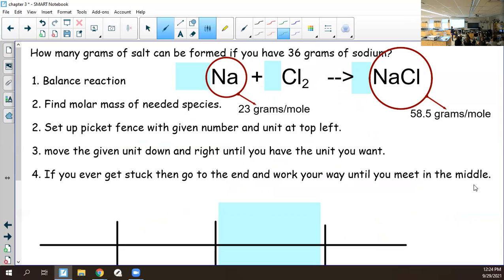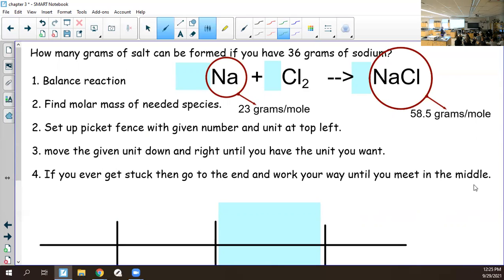Okay, so here we go. You will be given a problem with a reaction. You're going to have to write it out and balance it if it's not already written out and balanced for you. And it says how many grams of salt can be formed if you have 36 grams of sodium. If it ever says a sentence like that, you assume you have as much of the other thing as you need. I have a limited amount of sodium, but how much salt can I make?